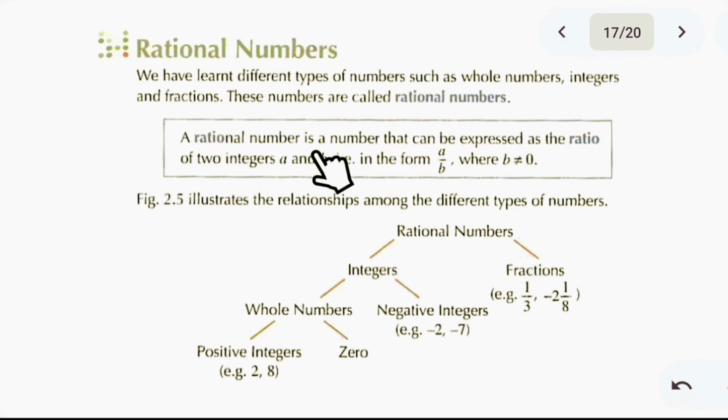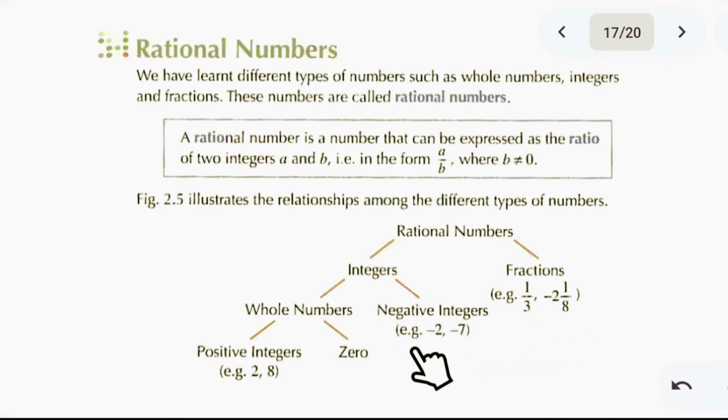A rational number is a number that can be expressed as the ratio of two integers a and b, in the form of a over b, where b is not 0. That means b, the denominator, cannot be 0. It could be any value, positive or negative. So a rational number could be an integer like -2, -7. It could be a fraction like 1/3 or -2/8.